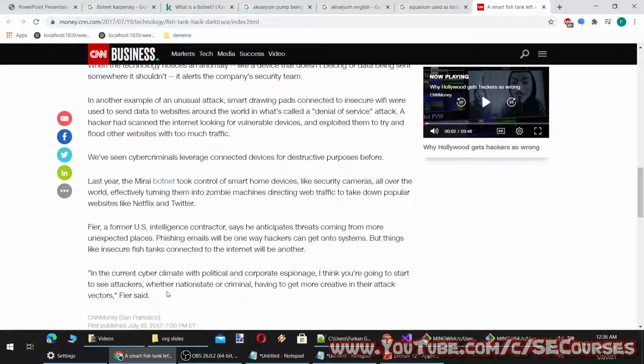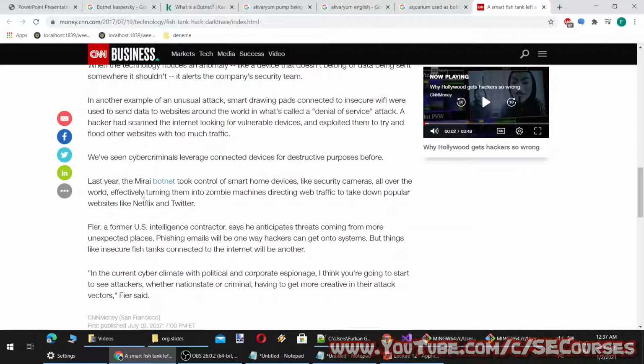In another example of an unusual attack, smart drawing pads connected to insecure Wi-Fi were used to send data to websites around the world in what's called a denial of service attack. A hacker had scanned the internet looking for vulnerable devices and exploited them to try and flood other websites with too much traffic. We've seen cybercriminals leverage connected devices for destructive purposes before. Last year, the Mirai botnet took control of smart home devices, like security cameras, all over the world, effectively turning them into zombie machines directing web traffic to take down popular websites like Netflix and Twitter.